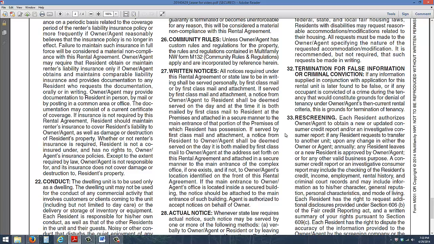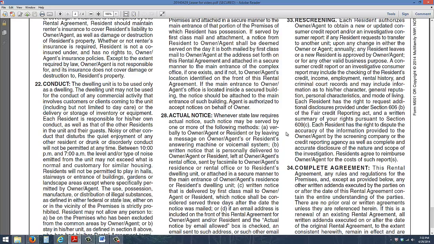Over here, Section 33 deals with rescreening. This says that in the event that you transfer to a different unit, the property changes ownership, maybe a management company changes, or every so often, we're allowed to rescreen you as the resident to make sure that you are still able to qualify for the property.